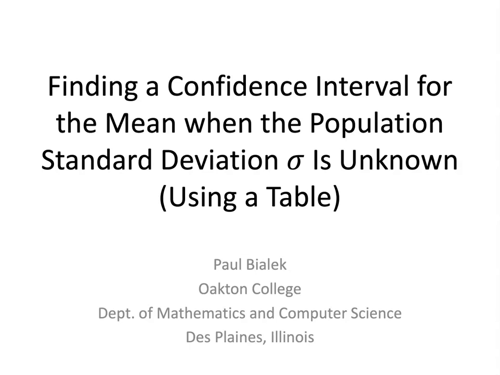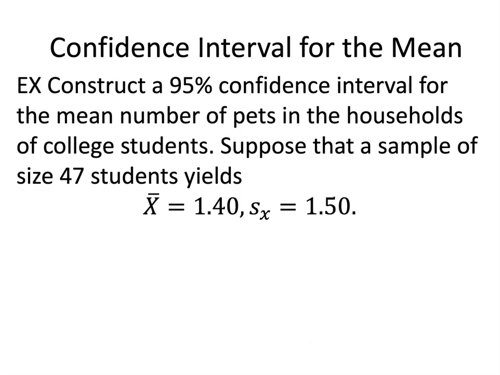Let's talk about finding a confidence interval for the mean when the population standard deviation sigma is unknown using a table. For example, construct a 95% confidence interval for the mean number of pets in the households of college students. Suppose that a sample of size 47 students yields sample mean x bar equals 1.40, sample standard deviation s sub x equals 1.50.